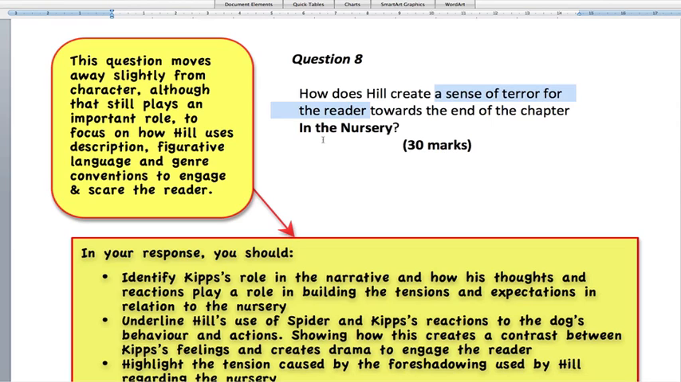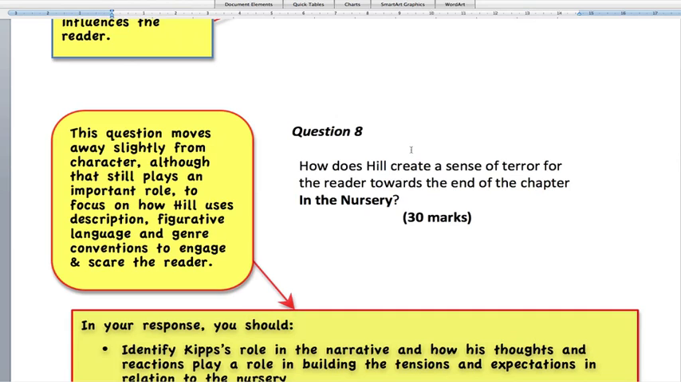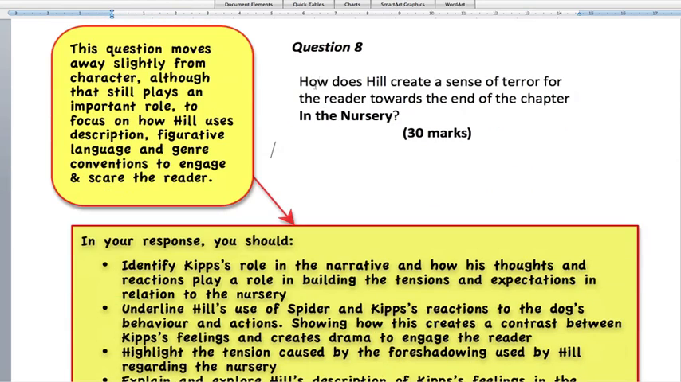We know we're being asked to look at how Hill uses language, how Hill uses narrative, that's the story, how Hill presents her character to create this fearful set of events at the end of this chapter. So if we look, we would think about these things.